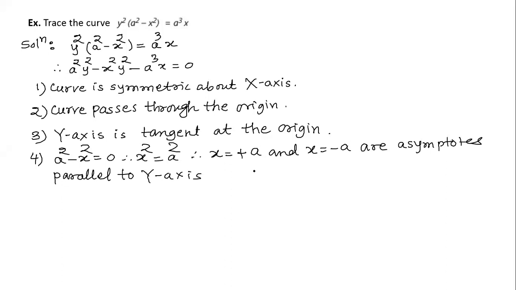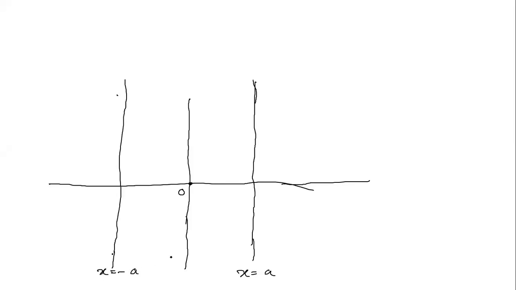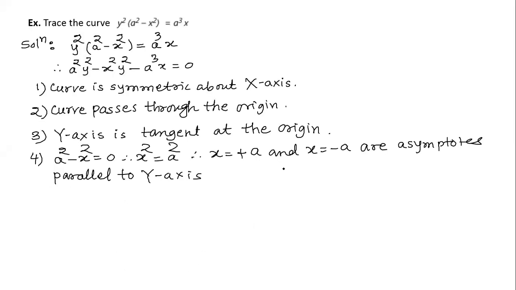So let us try to draw immediately the lines. Suppose this is the line x equal to a. You can understand this is a rough sketch. This is x equal to a. At the same distance at the other end, this will be x equal to minus a. So these two lines are asymptotes. But is it from the left hand side or the right hand side? No idea till now. So let us move further to check what can be done.